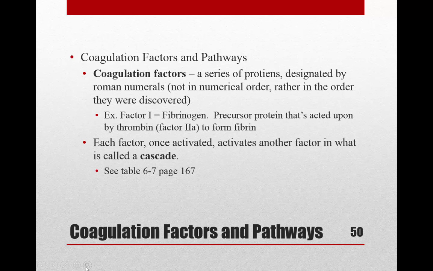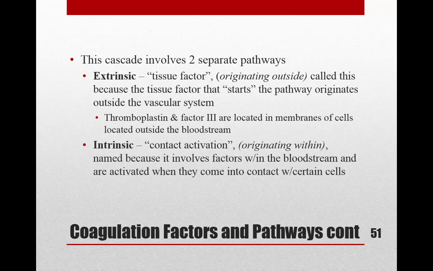So coagulation factors are types of proteins. They're designated by Roman numerals, like factor 1, factor 3, and they're not in the order that they're used. They're named in the order that they were discovered. So once each factor activates, the activation of that factor will activate the next factor, and that's called a cascade. So it's kind of like a waterfall. It goes from one to the next, or imagine a series of steps.